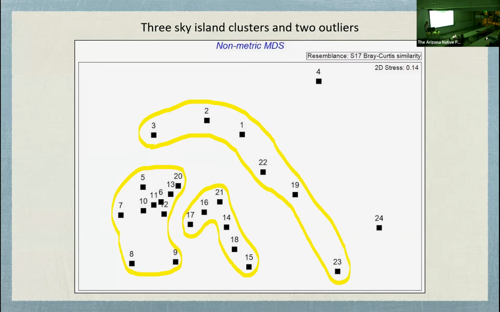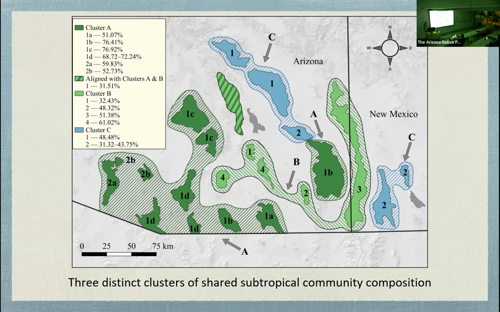You can see 2 sky islands, number 4 Winchester and number 24, on the outside that don't belong to a cluster. Those are both sky islands that were not statistically similar or clustered with any of the others. The reason appears to be pretty strongly that the collections were so depauperate in both of those ranges. There weren't enough collections, unfortunately, in those ranges, so they're just kind of outliers that didn't work out.